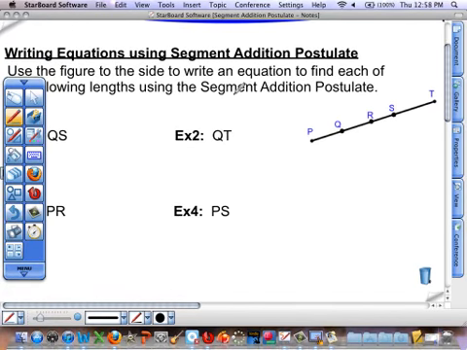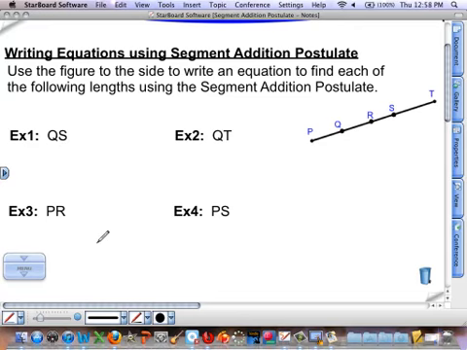So what I want to do right now is have you guys help me out here. I want you to give me a geometric equation that I can use to find these lengths. Let's say I'm solving for QS. What geometric equation would you write to find the value of QS? QR plus RS equals QS. Very good.